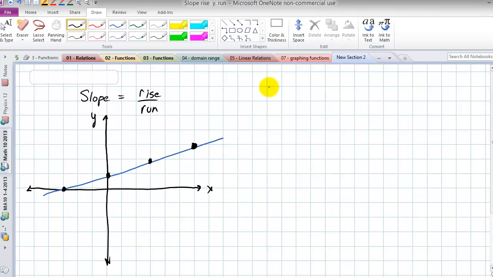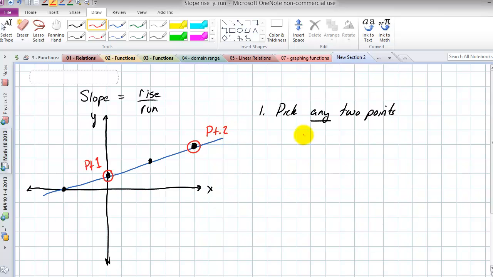So step one, pick any 2 points on this. And we're going to use those 2 points to calculate the slope. So I think for this one I'll pick this point, I'll call that point 1, and I'll pick this one point 2.